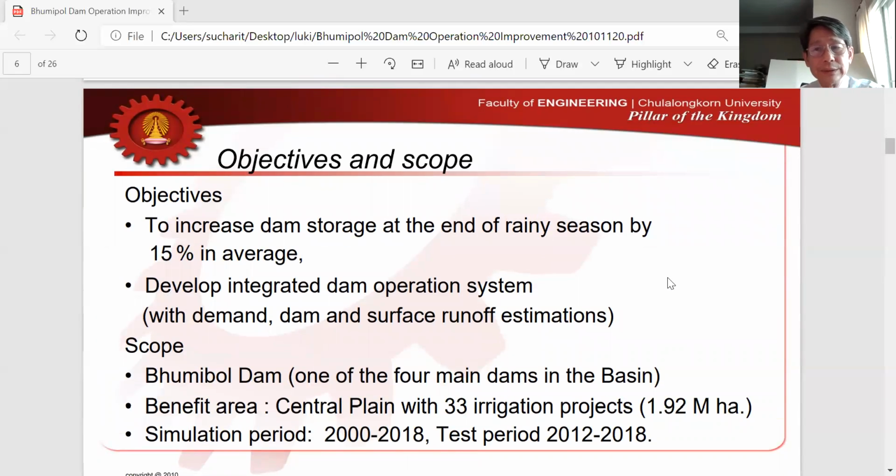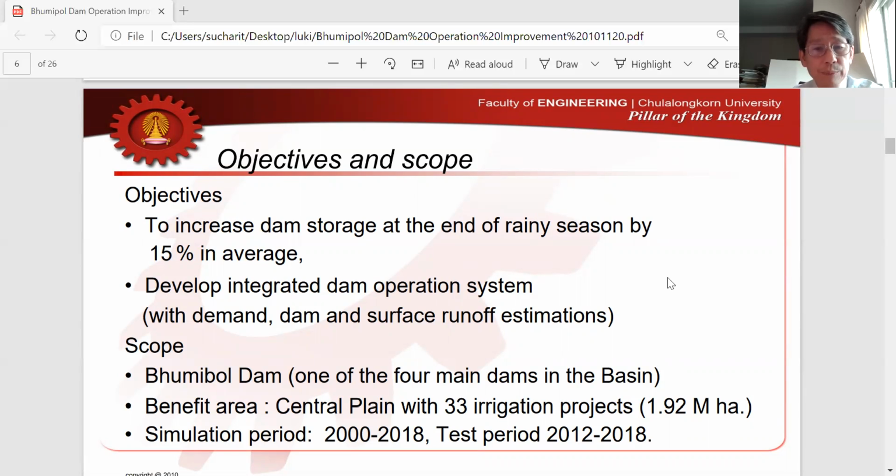So our idea to solve the drought is to increase the dam storage and stock more water in the rainy season. At the end of the rainy season, we would like to have the dam storage 15% higher than the average in the past. In Thailand, after the rainy season, the average dam storage is about 65%, plus or minus. With our system, we would like to increase it to 80%. That is the target of the research.